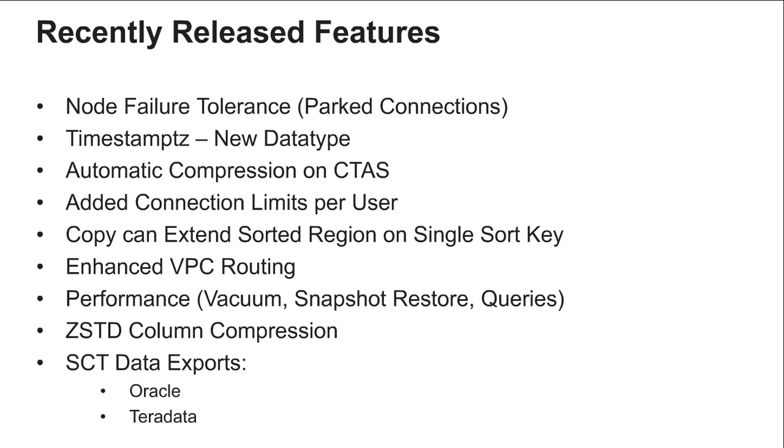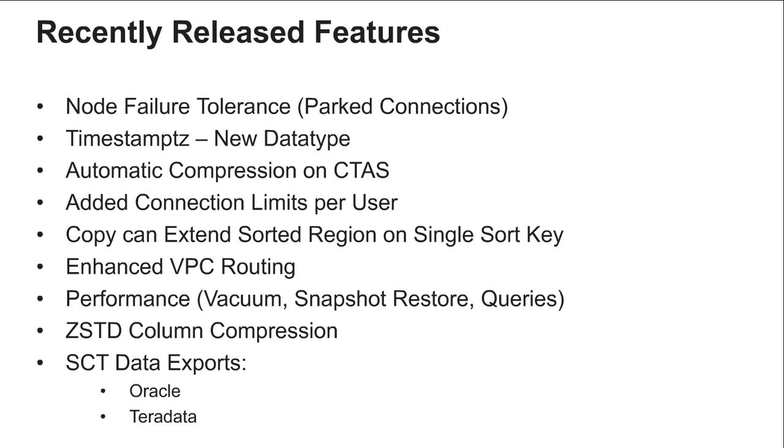2016 was a huge year for performance for Redshift. The team focused massively on performance. Vacuum saw a 10x performance increase. In some cases, it was more than 100x in certain scenarios. Snapshot restore is twice as fast as it used to be. And queries, we saw several times performance improvement, 3-4x performance improvement pretty much across the board.